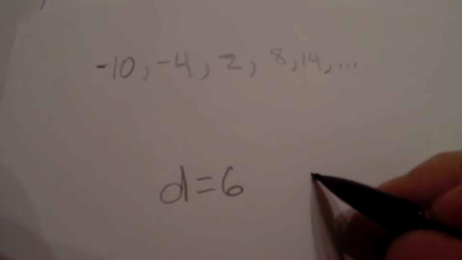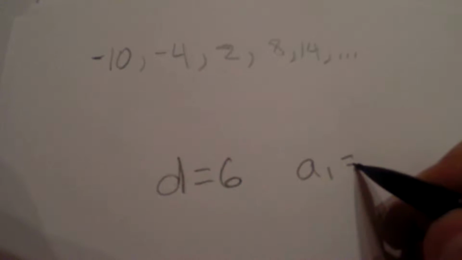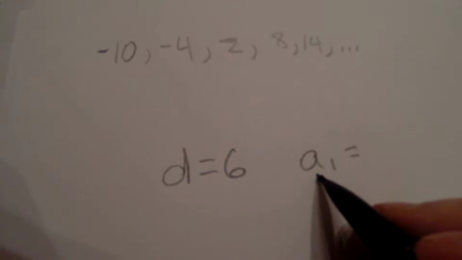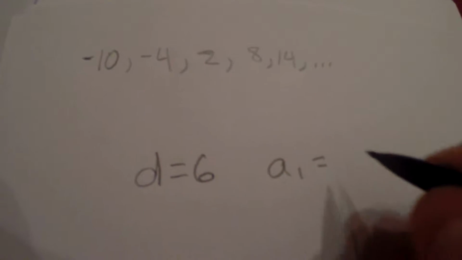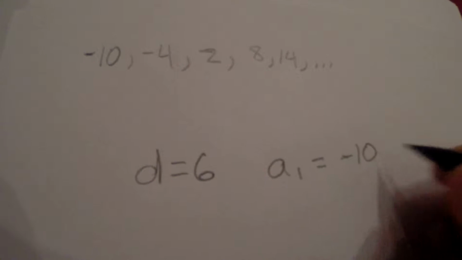We also know A1 is what? A1, or T1, whichever one makes you happy, represents the first term. All right, so A1 is going to be negative 10.